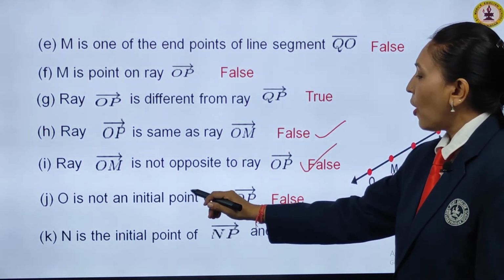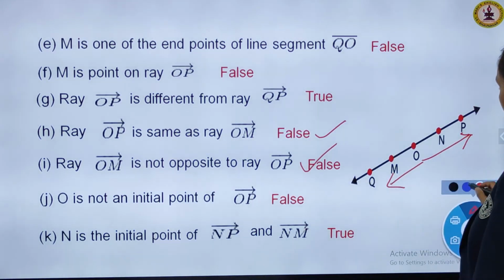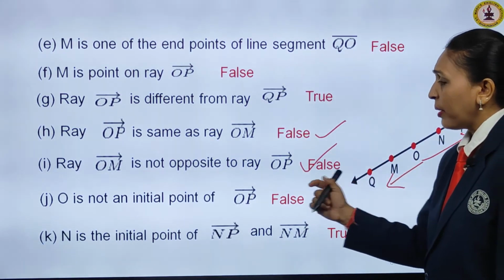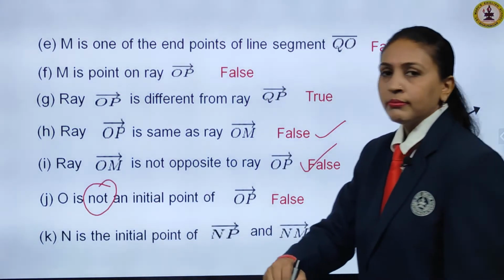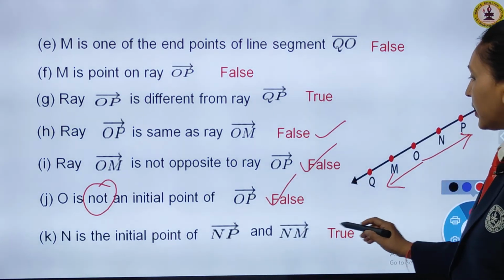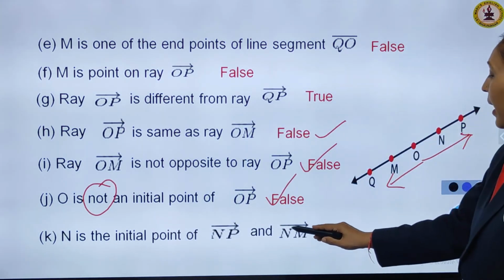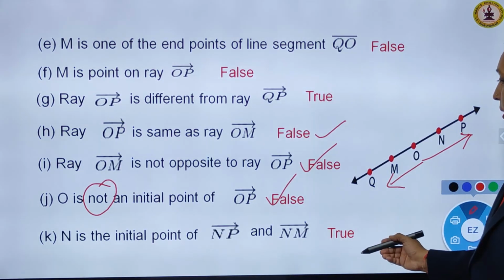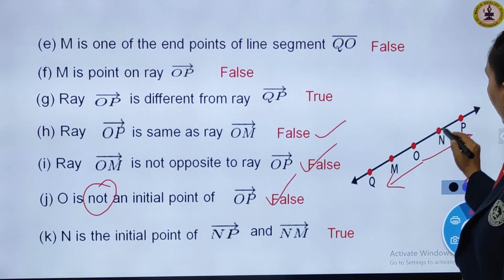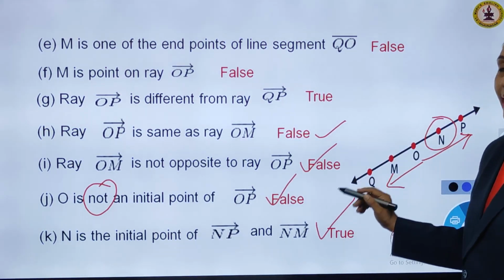Okay. O is not an initial point of OP, that is ray OP. Where is ray OP, children? Here. Is O an initial point? Yes, it is an initial point, but it is told in the question not. That means my statement is false. Right. Last question, children, here. N is the initial point of ray NP and ray MN. Is it true or false? Yes, MN and NP. Both the initial point is N only. That means the given statement to us is true.